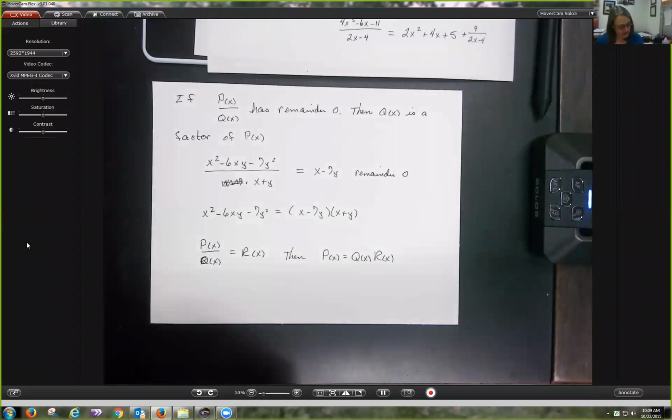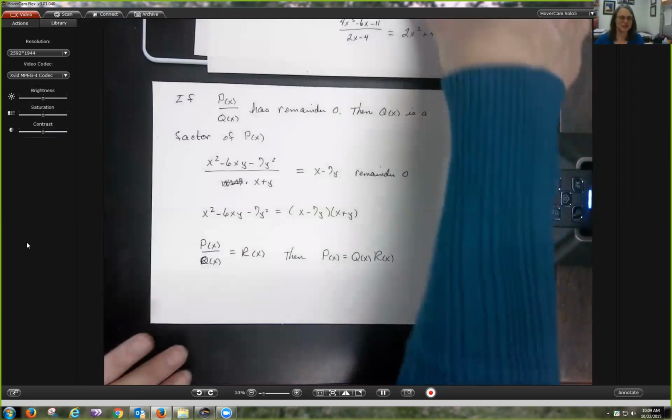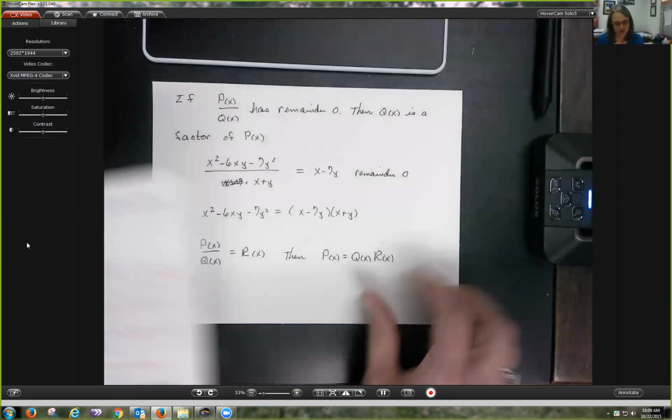Okay. Now, there is a shortcut way to do division, but it's pretty limited, and I'm going to talk about that in a separate video. So we're going to stop here for right now.